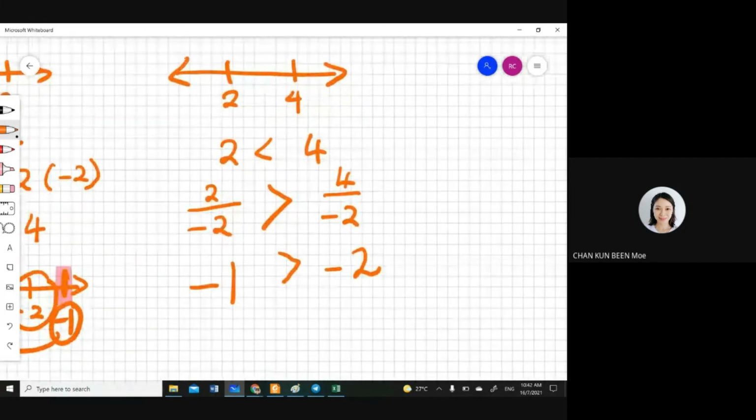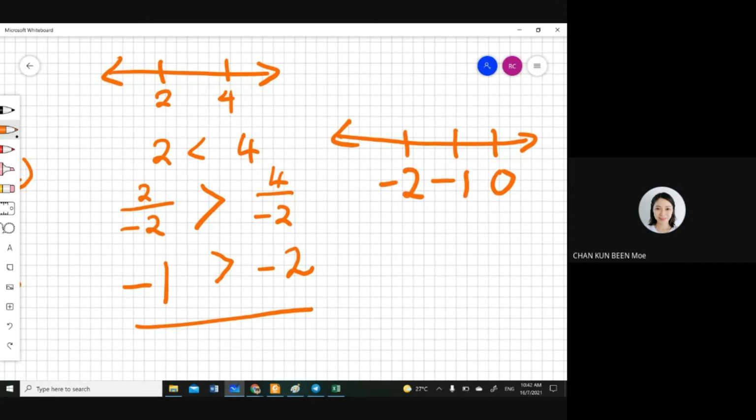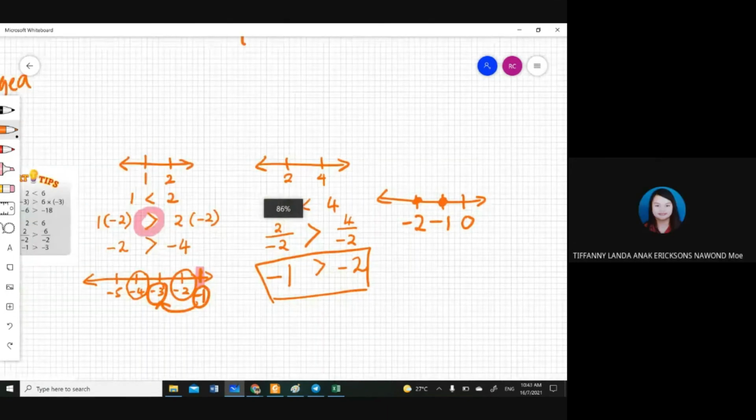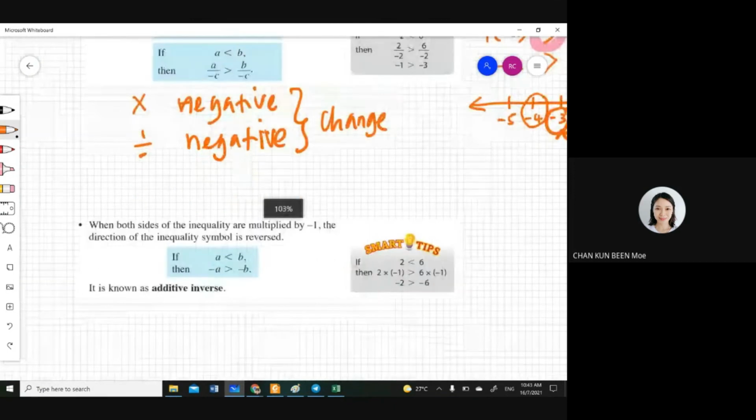Okay, so if you don't know how to compare this, you can compare it on the number line. So if this is 0, this is -1, this is -2, then you compare. -1 is greater than -2, correct, right? Because -1 is to the right of -2. Understand, class? Yes. So now I move on. That is about multiply and divide with a negative number. It changed.